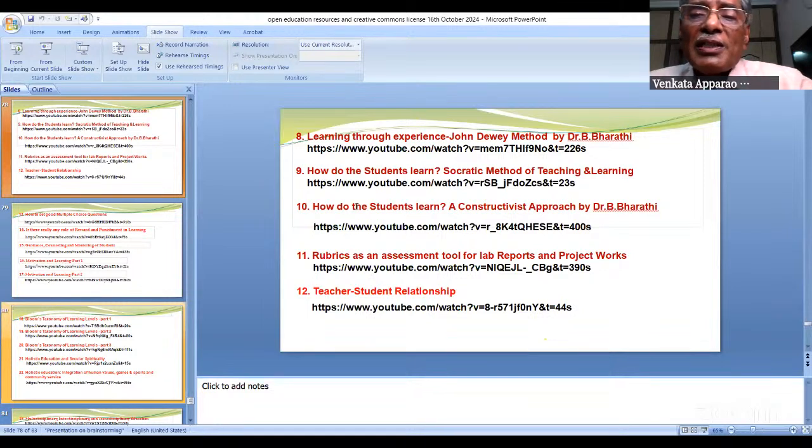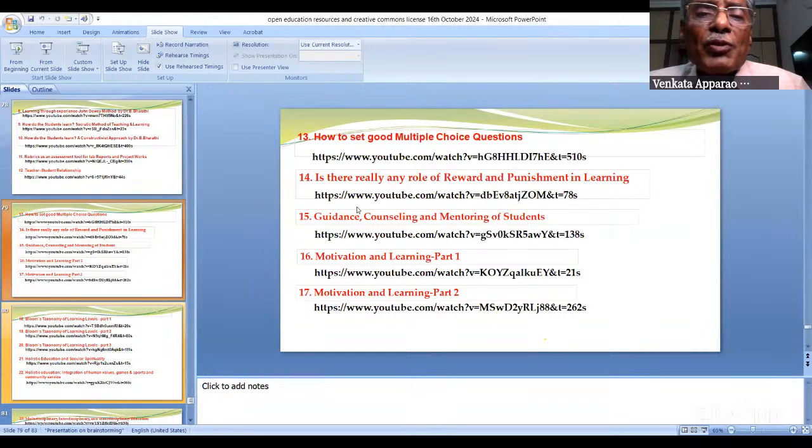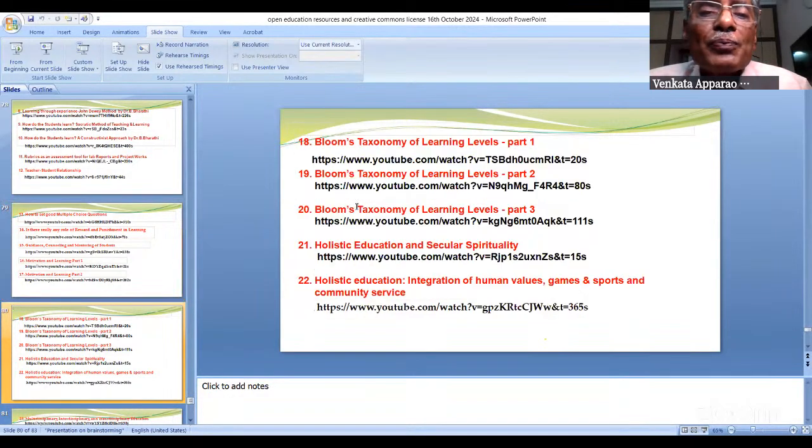How do the students learn? Socratic method of teaching and learning. How do the students learn? A constructive approach. Rubrics, an assessment tool for lab reports and project works. Teacher-student relationship. How to set good multiple choice questions. Is there really any role of reward and punishment in learning? I don't believe so. Right? Guidance, counseling, and mentoring of students. Motivation and learning, part 1 and part 2.